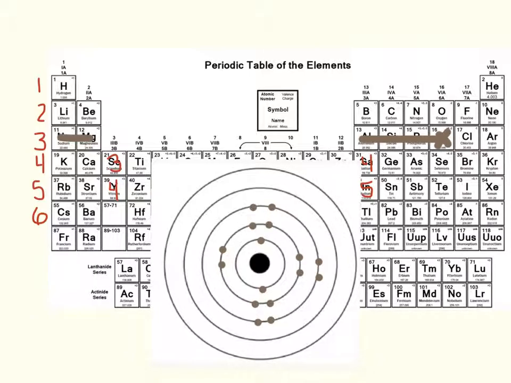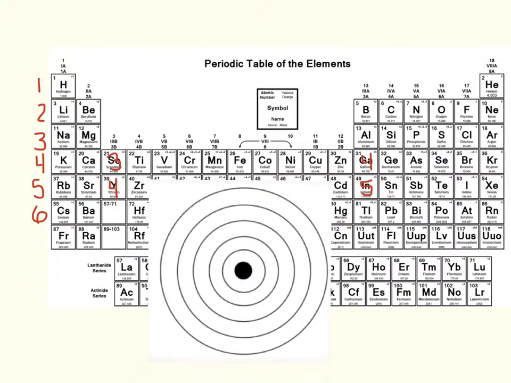And again, my valence shell is that outer energy level. So I have 6 total electrons in that valence shell. And so sulfur will have 6 valence electrons. All right, let's try one more. Let's look at an element that's not necessarily as simple. Let's look at the element iron.